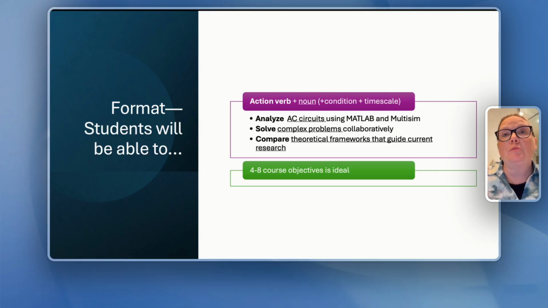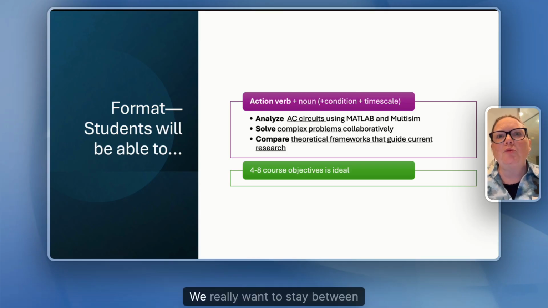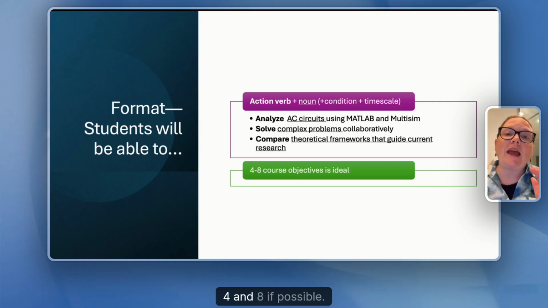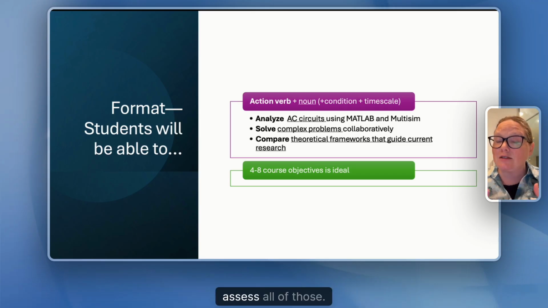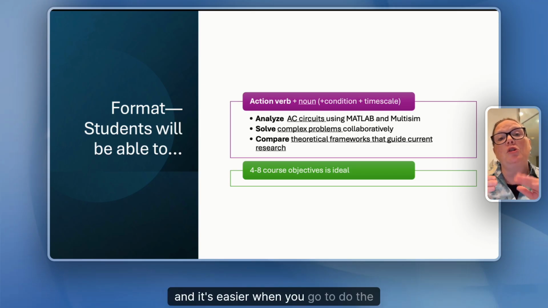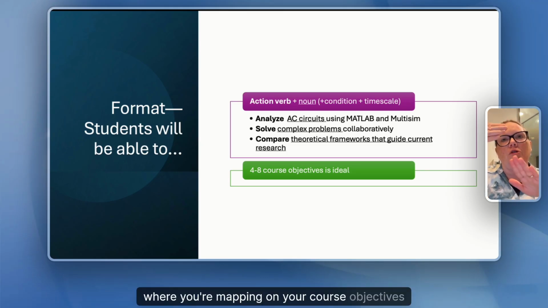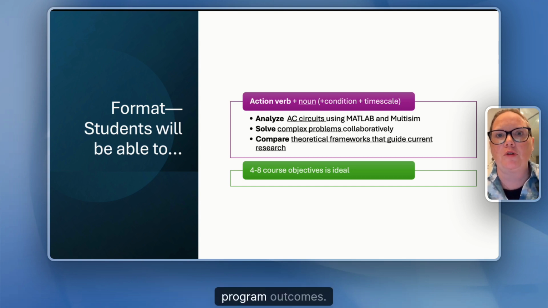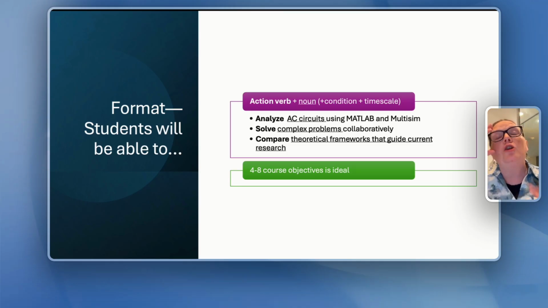Whether we're talking about program outcomes or course outcomes or objectives, we really want to stay between 4 and 8 if possible. Those are the ideals. It's easier to make sure we can assess all of those, and it's easier when you go to do the matrix mapping, where you're mapping your course objectives onto your program outcomes. So we want to make sure that 4 to 8 number is followed most of the time. Again, you may have reasons to have more, but it's best to keep it in that range.